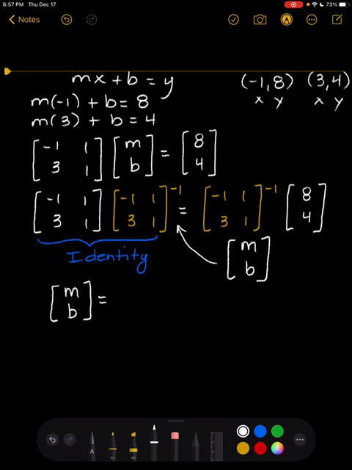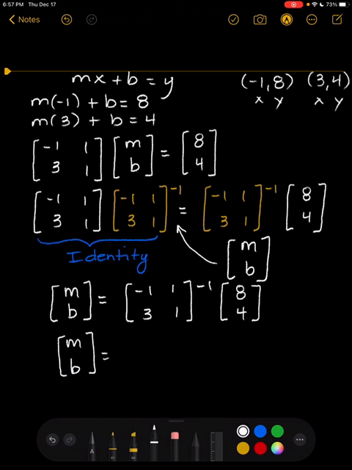Now that the m and b matrix, this 2 by 1 matrix, is isolated, we just have to evaluate, and you can use your calculator here if you're not required to do it by hand. Plug this into your graphing calculator, and once you have plugged that in, you'll be able to find that m and b are equal to -1 and 7. So our final answer would be y equals -1x plus 7.